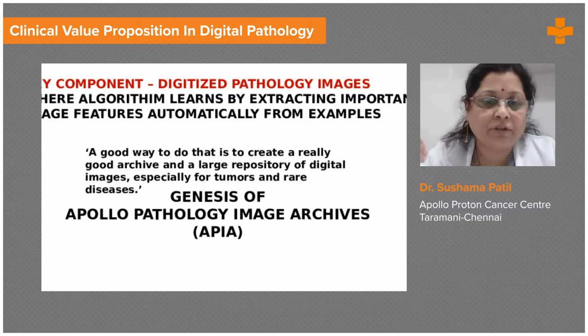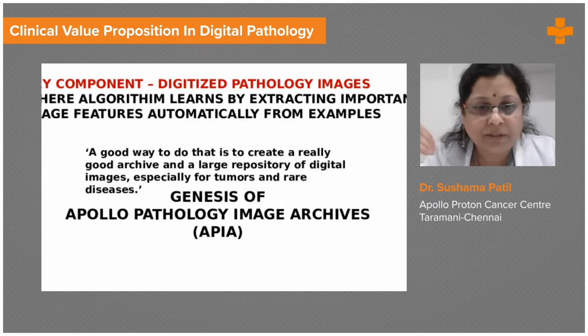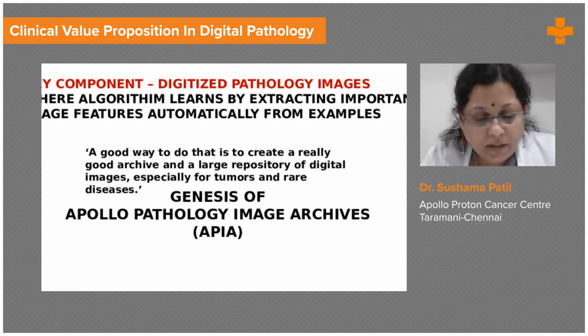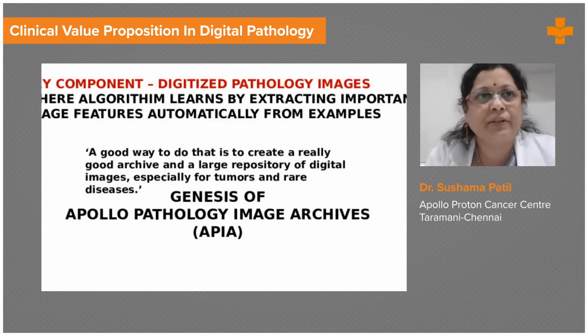Which brings us to the genesis of the Apollo Pathology Image Archives, what I would like to call APIA. So we have scanners in around 5 major cities already, and the amount of images that each institution can generate is humongous. Okay, and so this is the key component in artificial intelligence and computational pathology applications.